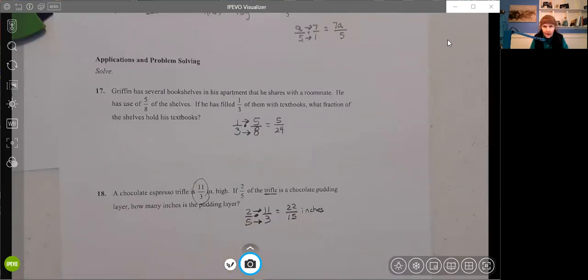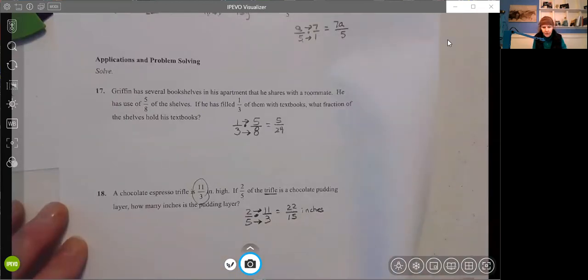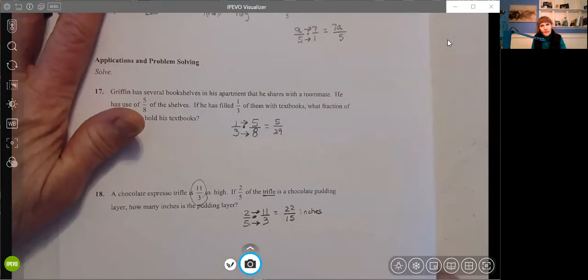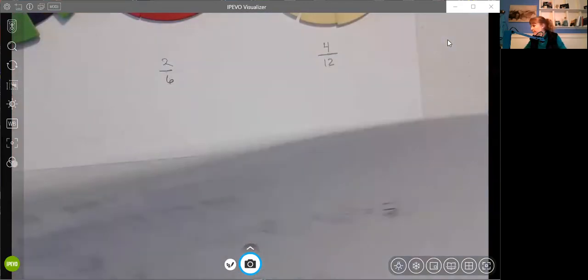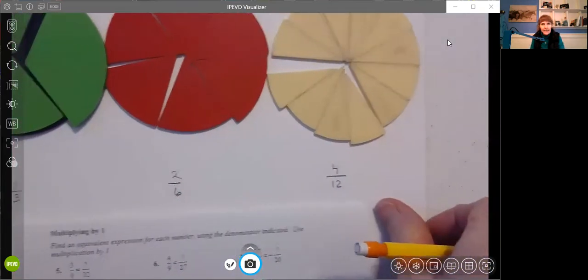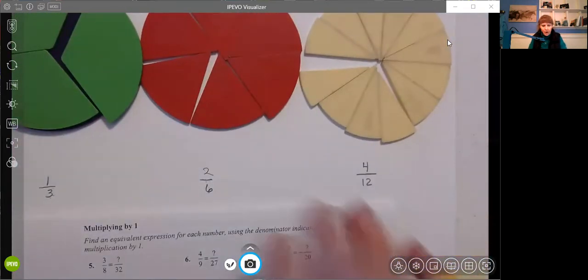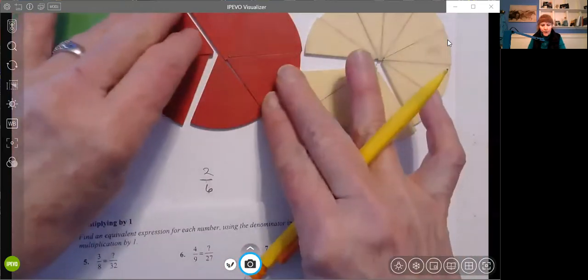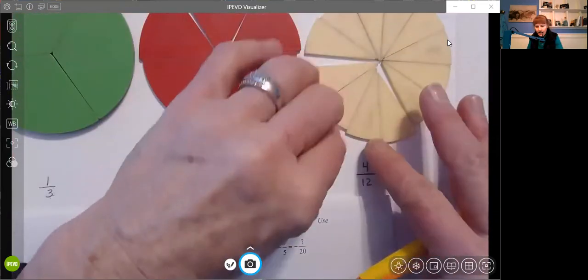All righty. Okay, well, that pretty much does it for section 3.4. Let's look at section 3.5 next. 3.5 does kind of go back to our idea of the circles that we had. We're going to go back to this idea of going from one denominator to another denominator.